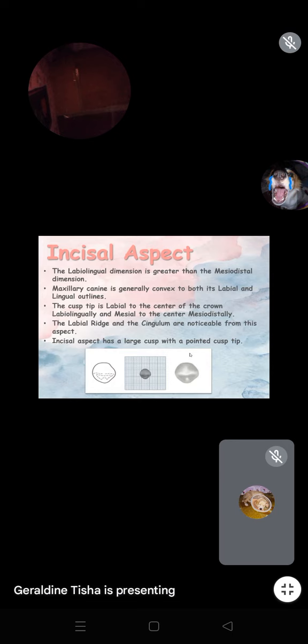Next bullet now. The cusp tip is labial to the center of the crown labiolingually, and mesial to the center mesiodistally. Okay, next slide. Look again. I'll ask you again in the exam.